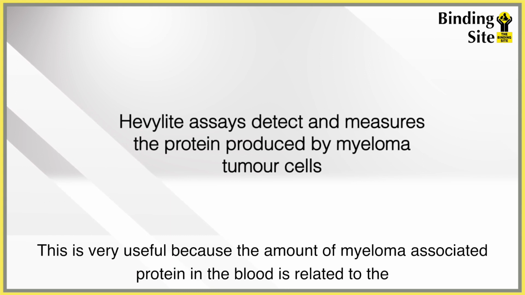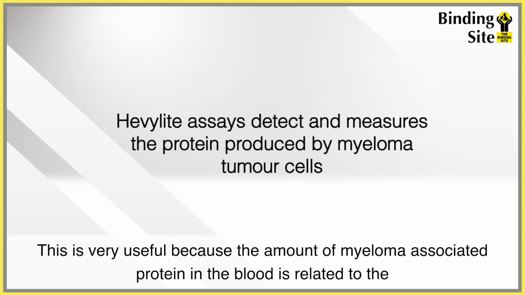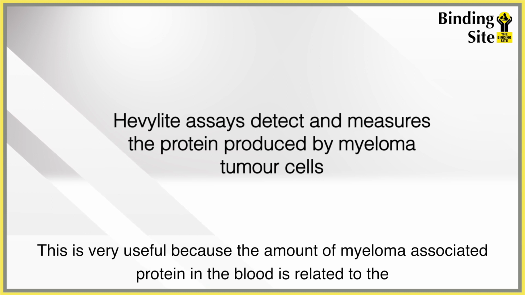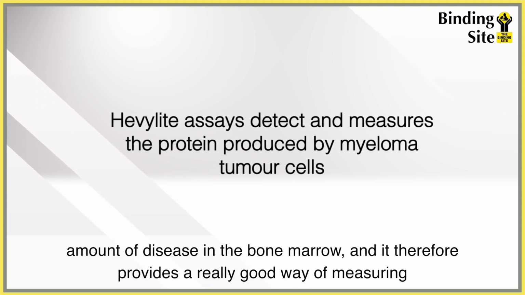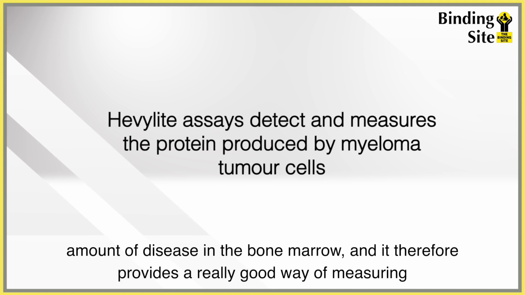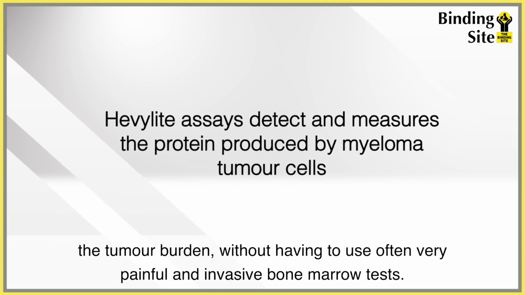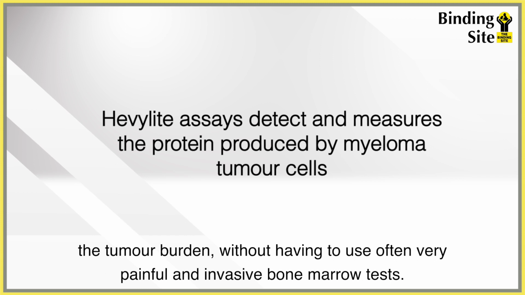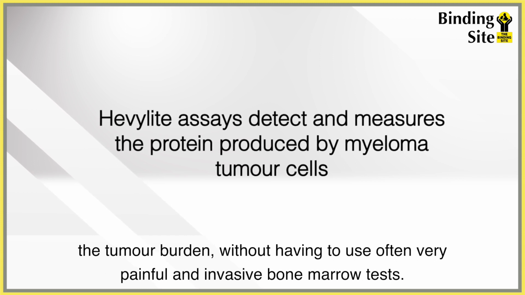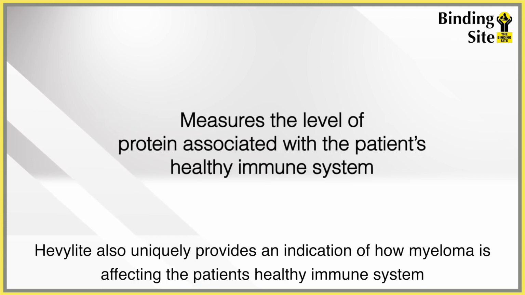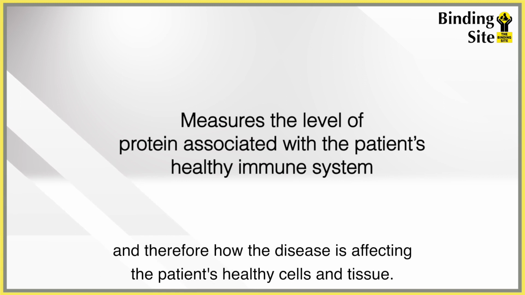This is very useful because the amount of myeloma-associated protein in the blood is related to the amount of disease in the bone marrow, and it therefore provides a really good way of measuring tumour burden without having to use often very painful and invasive bone marrow tests. Hevylite also uniquely provides an indication of how myeloma is affecting the patient's healthy immune system, and therefore how the disease is affecting the patient's healthy cells and tissues.